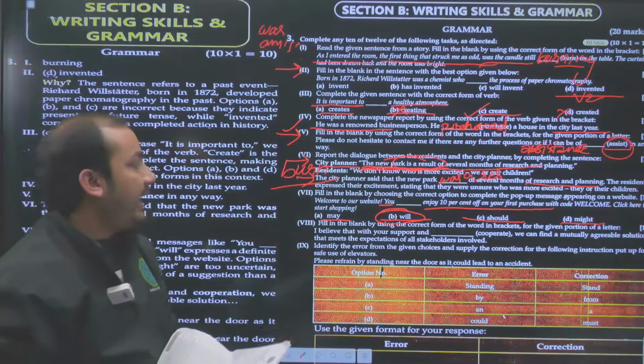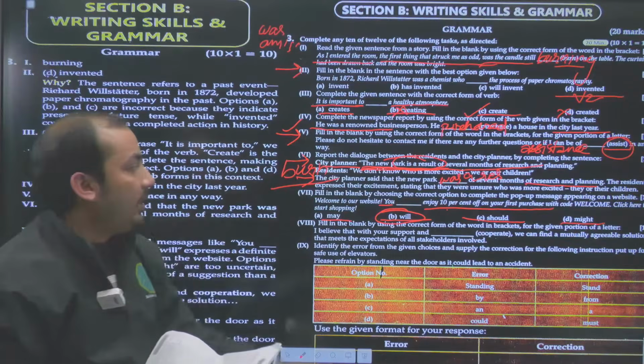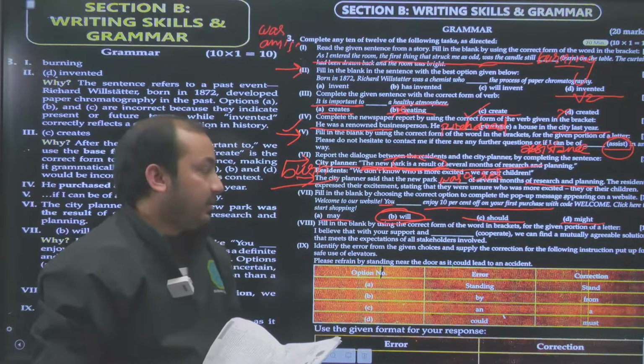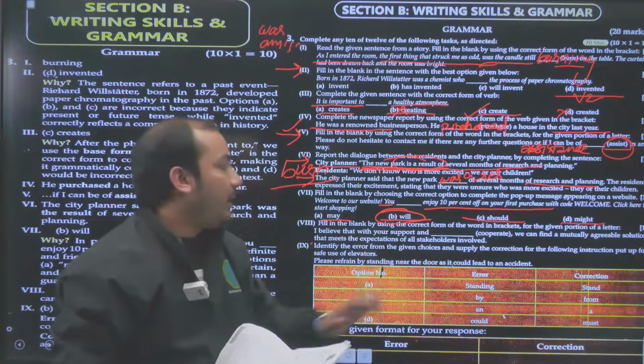Now, question number 8: fill in the blanks by using the correct form of the word in brackets for the given portion of a letter. Here the portion of a letter is given. We have to choose the correct form of the word given.